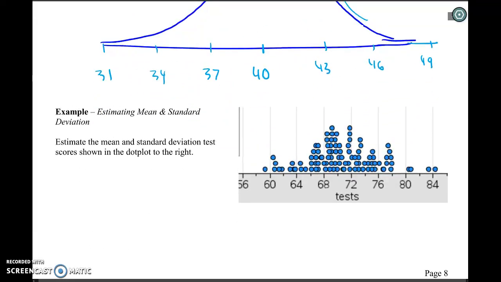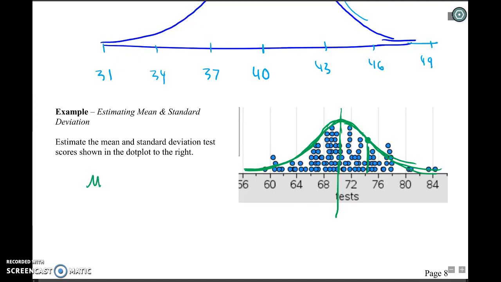Estimating the mean and standard deviation. Because if you have an approximately normal, symmetric mound-shaped curve, if you fit a normal curve to this data set, it's just an approximation, but if you fit it like that, you should be able to estimate the center, and if you go to the point of inflection, you can get an estimate for the standard deviation as well.